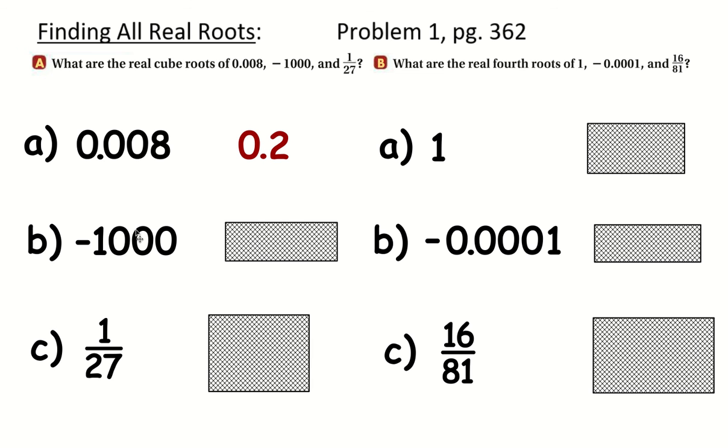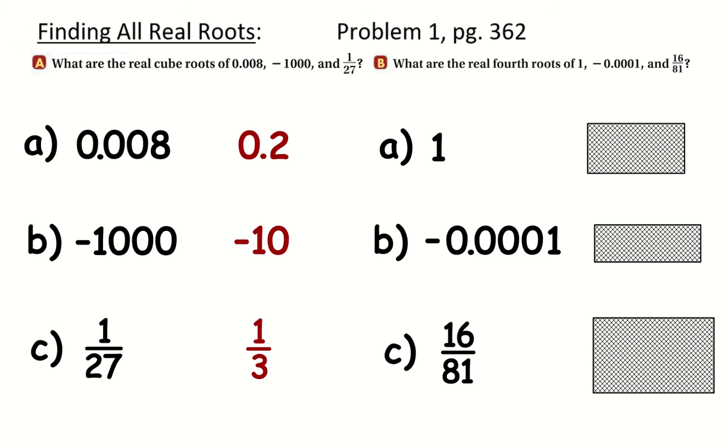What are all the real third roots of negative 1,000, if there are any? You would say negative 10, after a little bit of pondering. How about 1 over 27? What do you think the third root of 1 over 27 would be? Well, 1/3. 1/3 to the third power would get you 1 over 27.